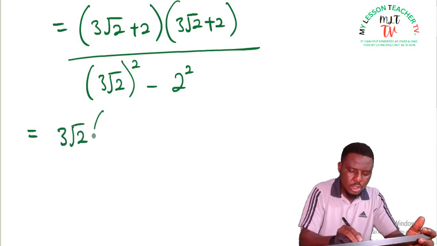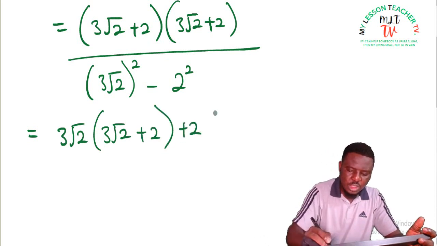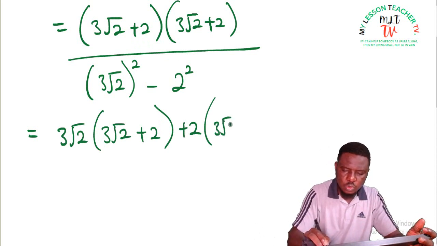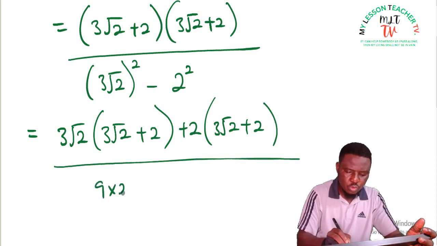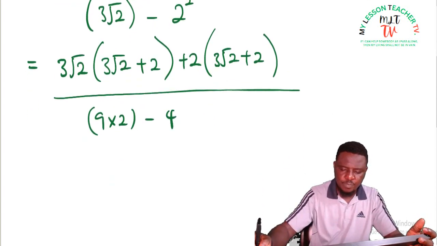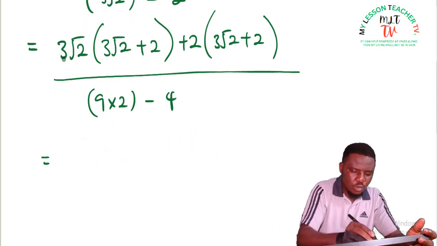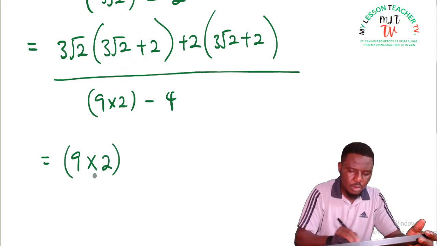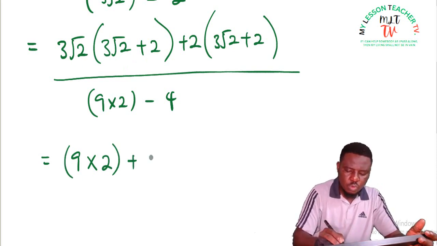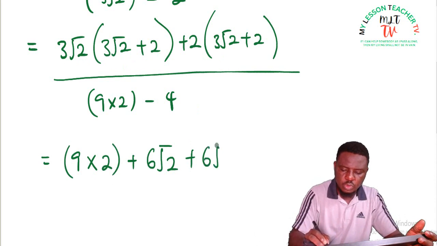You have 3 root 2 into 3 root 2 plus 2, plus 2, which is the second term of the first bracket, into 3 root 2 plus 2, divided by the denominator, 9 times 2 minus 4. So simplifying this further, this gives us 3 root 2 times 3 root 2: 3 times 3 is 9, times root 2 times root 2 is 2, plus 3 root 2 times 2 gives us 6 root 2. 2 times 3 root 2 will give you plus 6 root 2, while 2 times 2 will give us plus 4.